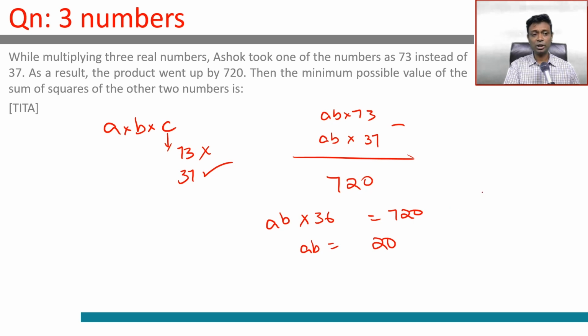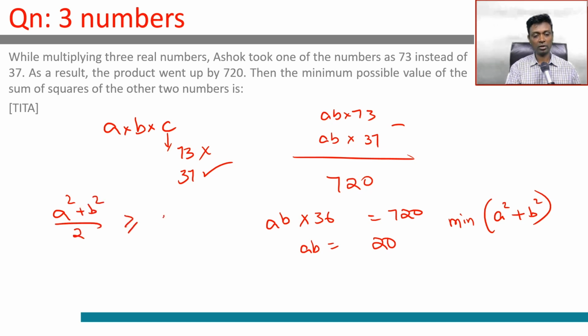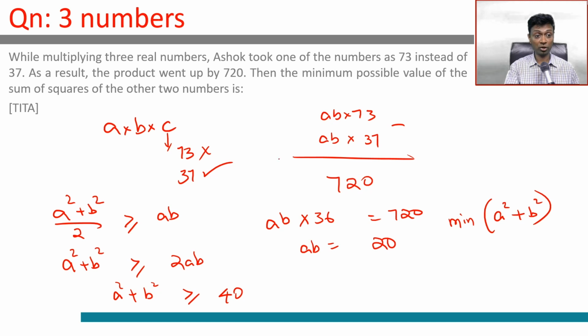Then the minimum possible value of the sum of the squares of the other two numbers. So minimum possible value of a square plus b square. AB is 20. A square plus b square by 2 is greater than or equal to AB. Arithmetic mean of two numbers is greater than or equal to geometric mean. A square plus b square is greater than or equal to 2AB, or a square plus b square is greater than or equal to 40. The minimum possible value of the sum of the squares is 40. This is because a minus b whole square is greater than or equal to 0.